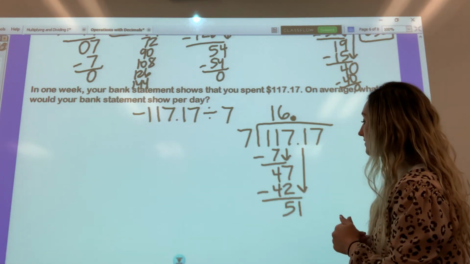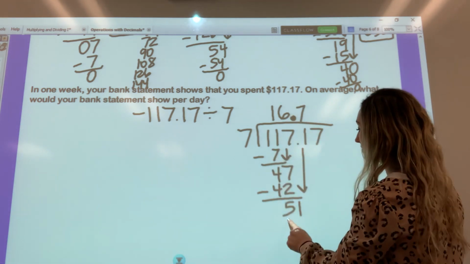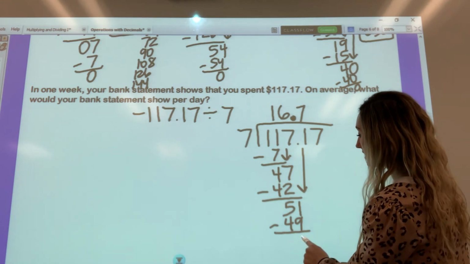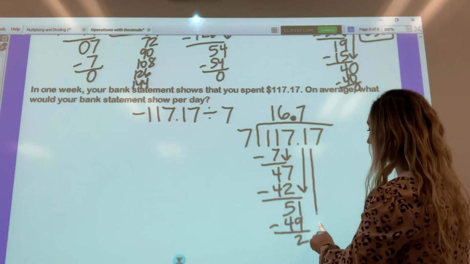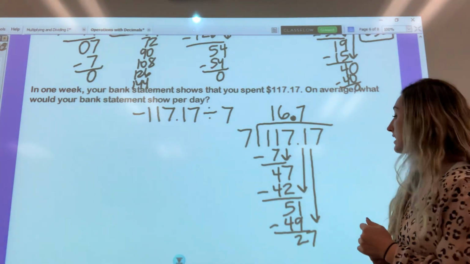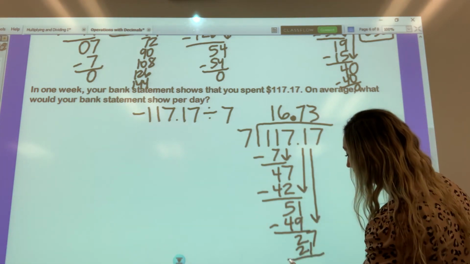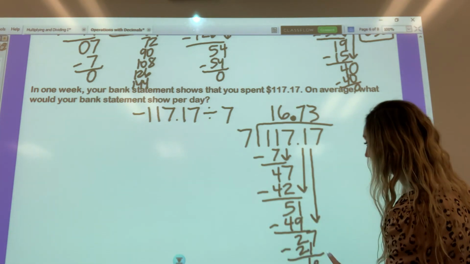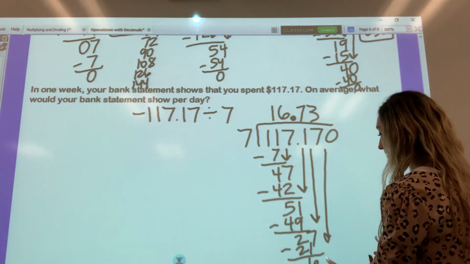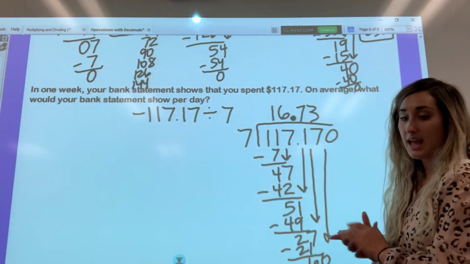7 goes into 51 7 times. 7 times 7 is 49. Subtract and get 2. Bring down the 7. 7 goes into 27 3 times. Multiply and get 21. Subtract and get 6. There's nothing to bring down, so you could write in a 0 and bring down a 0. 7 goes into 60 8 times.